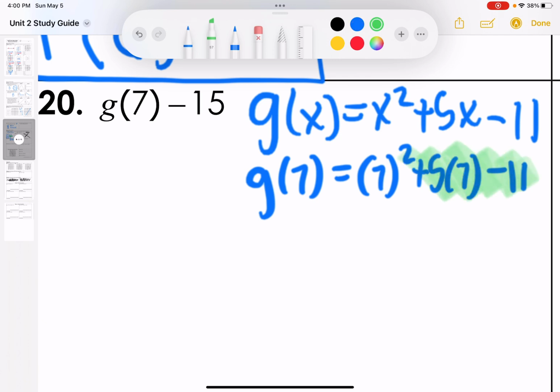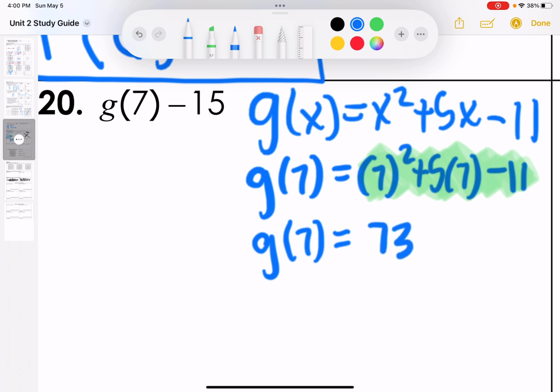Then I'm going to take this and plug it in my calculator just like I wrote it down. So let me type that in. And that gives me 73. So now that I have g of 7, I'm going to plug it in. And then they want us to subtract 15 from that. So 73 minus 15 gives us 58.